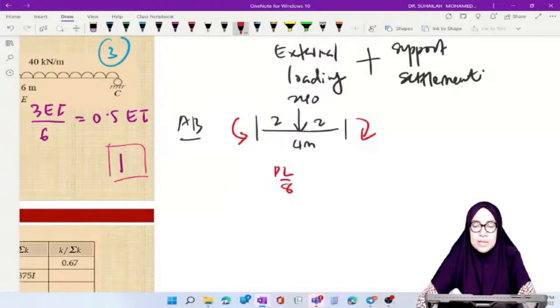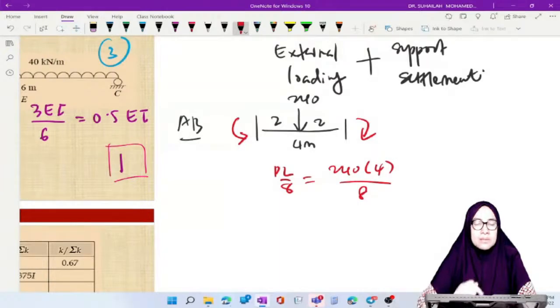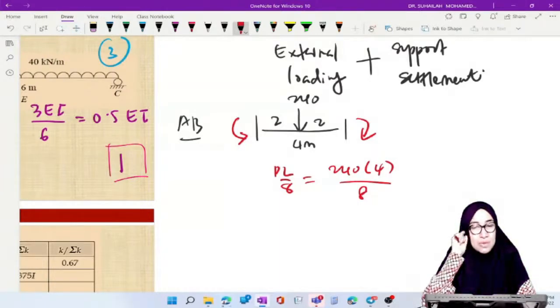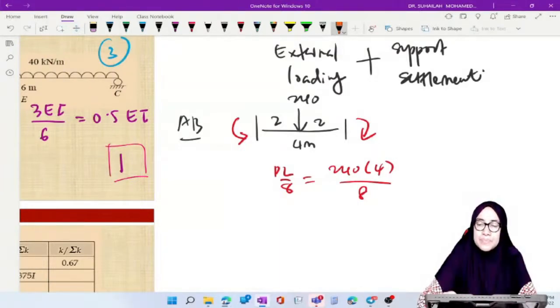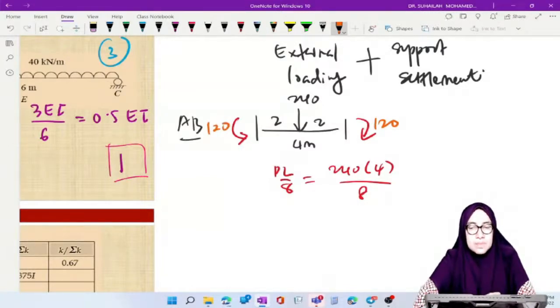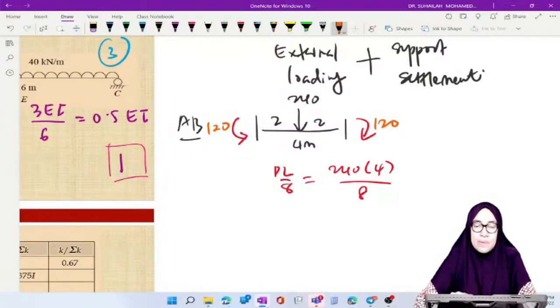L is 4 meter, so this is equal to 240 times L, 4 meter, divided by 8. We get 120. So this is 120 for AB.